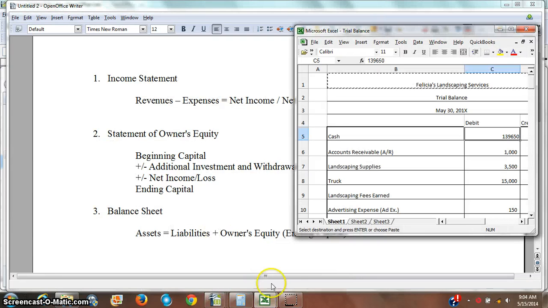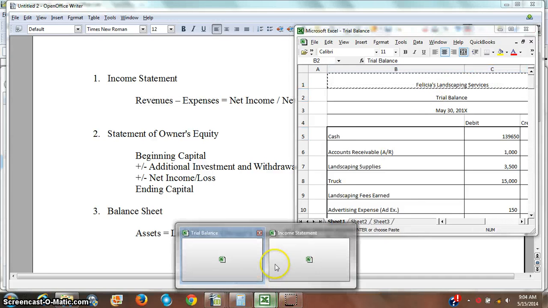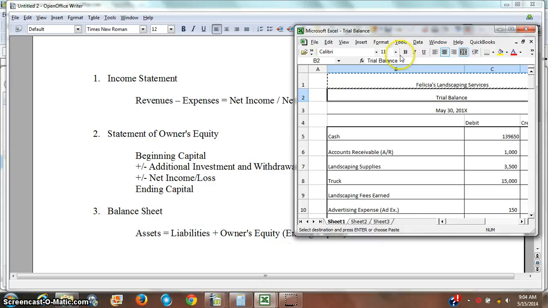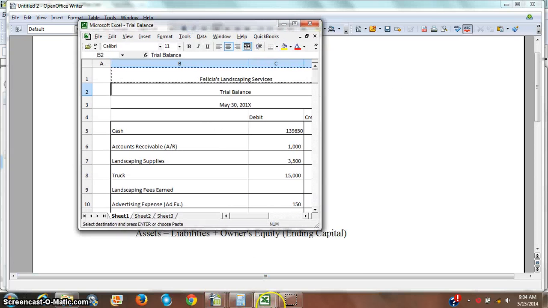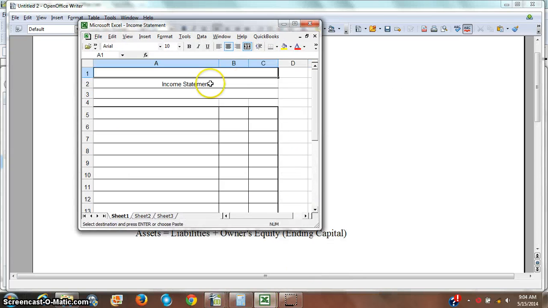And here's my trial balance. Felicia's Landscaping Services. Type up the title here. There's the trial balance. Where did the income statement go? There it is. Felicia's Landscaping Services. That's the name of the business.